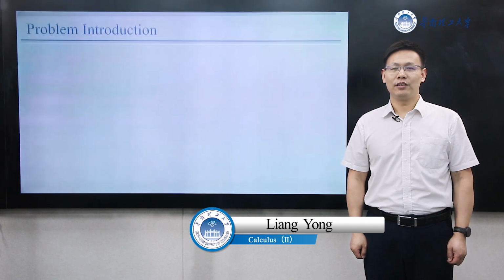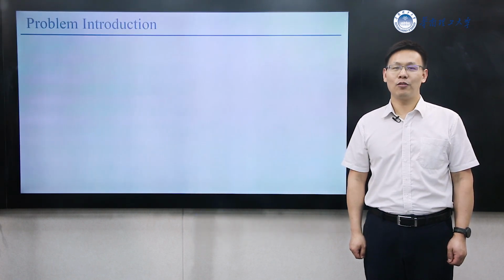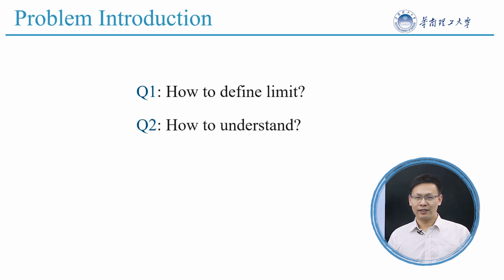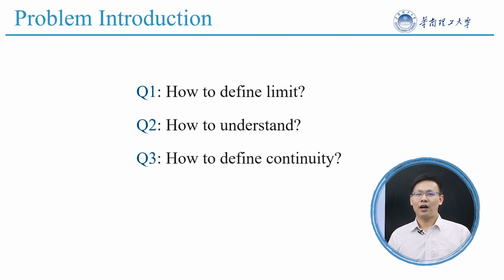In this section, we'll discuss the following questions. First, how to define the limits of multivariate functions. Second, how to understand the limits. Third, how to define the continuity. On studying the contents of this section, we should compare the similarity and difference between the limits of one variable and multivariate functions.